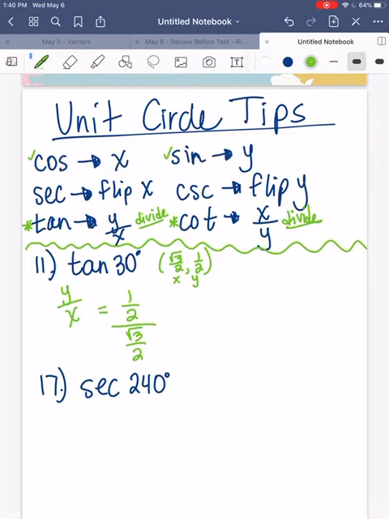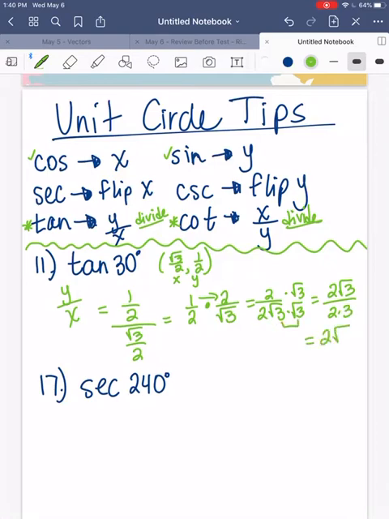We can do that, but we've learned a little trick, which is keep, change, flip. So keep the 1/2, change the divide into multiply, and then flip like so. Then multiply straight across. 1 times 2 is 2, and then 2 root 3. We've learned that you don't want to keep it like that. So you multiply by root 3, and 2 root 3 over 2 times 3, because root 3 times root 3 equals just plain 3. Then that'll be 2 root 3 over 6, and this simplifies. So that'll be root 3 over 3.